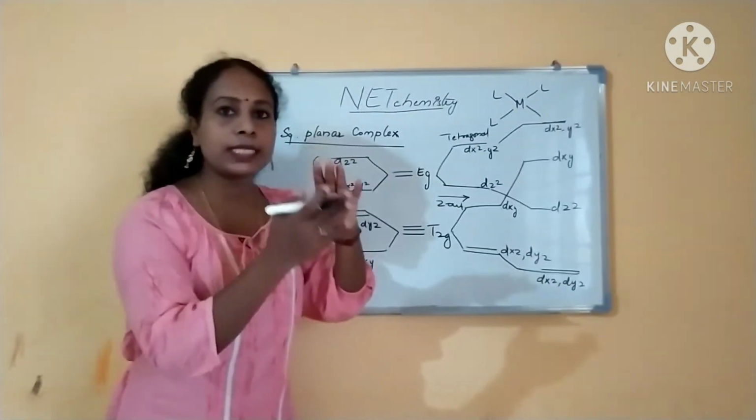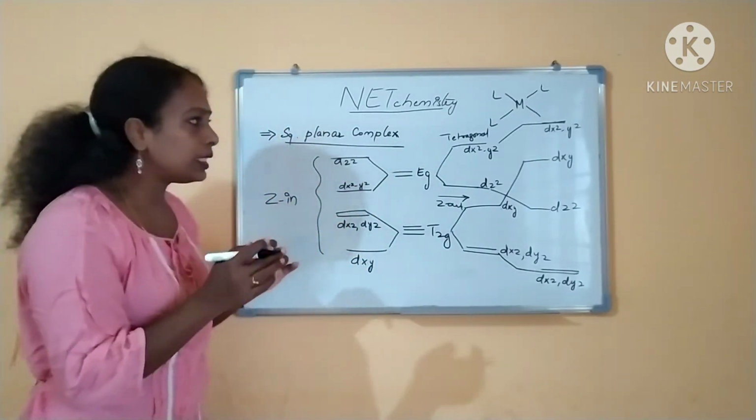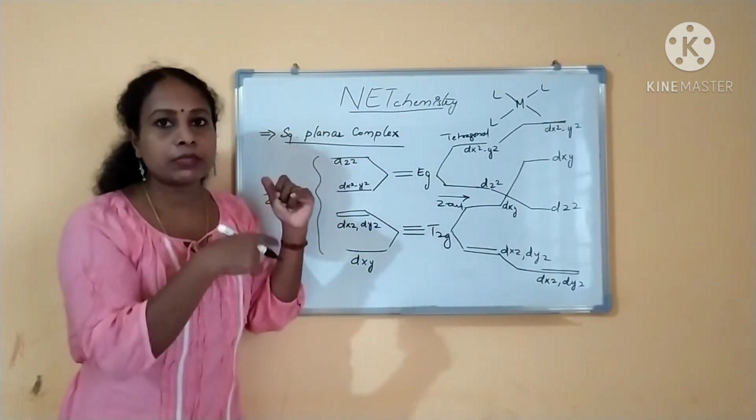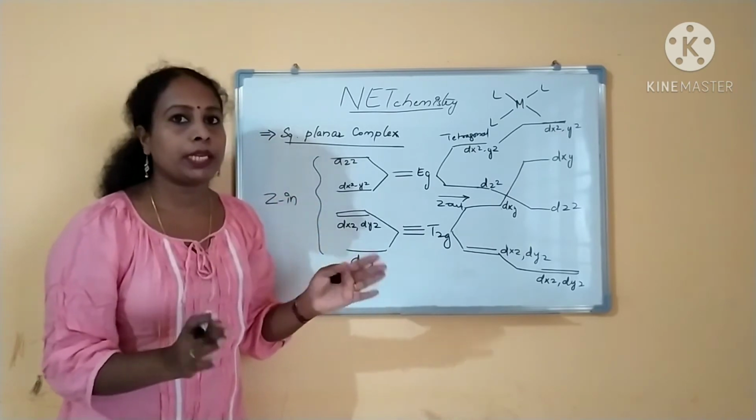Okay. If you consider the square planar complex, you could imagine, right? Z ligands are not there. XY ligands will experience the more splitting.